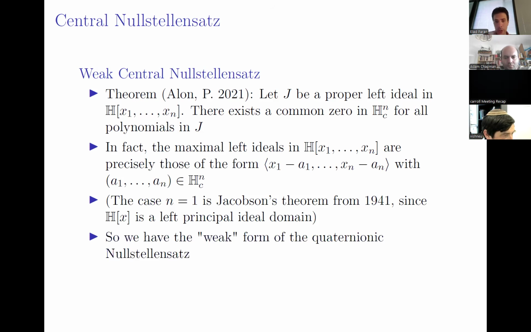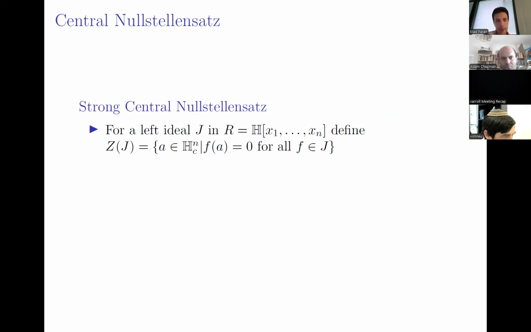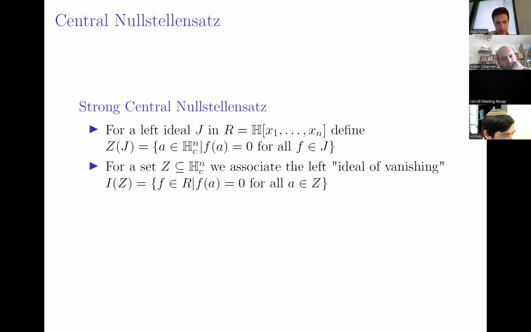Okay, so we have the weak version. What about the strong version? Consider a left ideal J in this ring. We can define the zero locus Z of J to be the set of points in the space where every polynomial in J vanishes. And conversely, given a set of points Z, we can associate the ideal of vanishing, which is only a left ideal in this context. And once again, we have the question: what happens if you go back and forth between algebra and geometry? So what is I of Z of J?